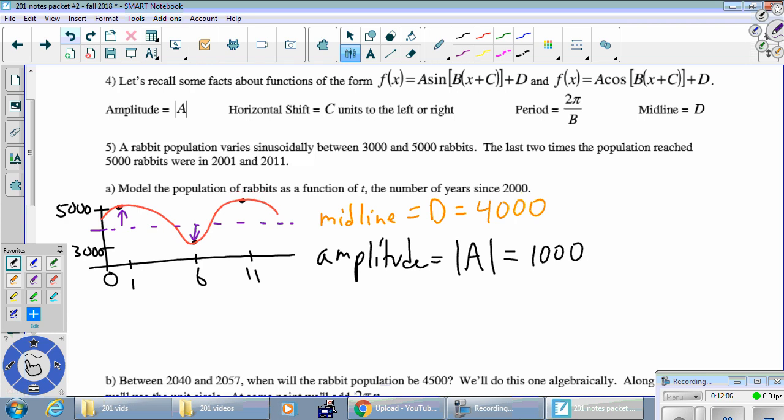Now, what are we supposed to do with that absolute value? Well, nothing at the moment. It means that A is either positive 1,000 or negative 1,000. We're going to pick appropriately a little bit later on in this problem.